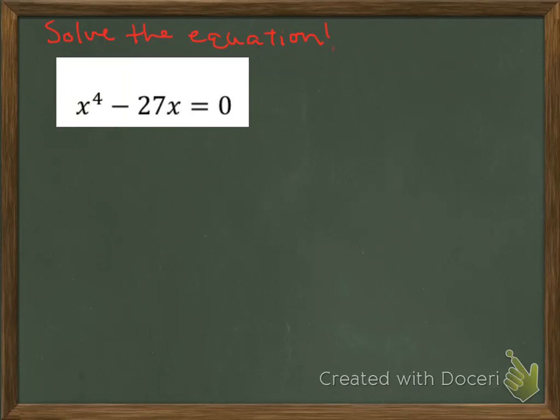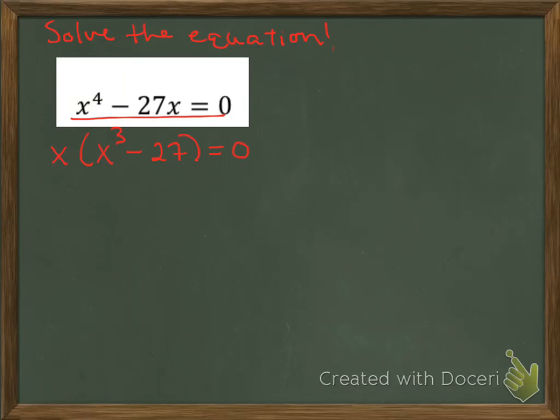Alright, so in this one we want to solve the equation. When we're presented with something like this, we first want to see if we can factor out a GCF. And in this case, we can. They both share an x, so we can factor out an x. We're left with x cubed minus 27.